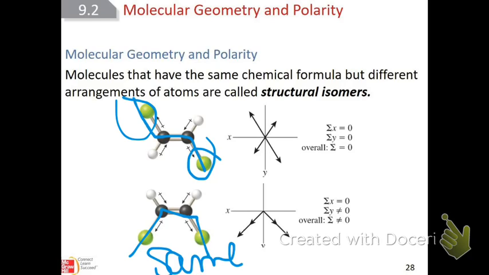They're the same in every single way except for how they are oriented, how they're put together around their central atom. Now, can these spin and become the same? Yes. But what if there was a double bond in there? If there was a double bond, they'd be stuck like they are.